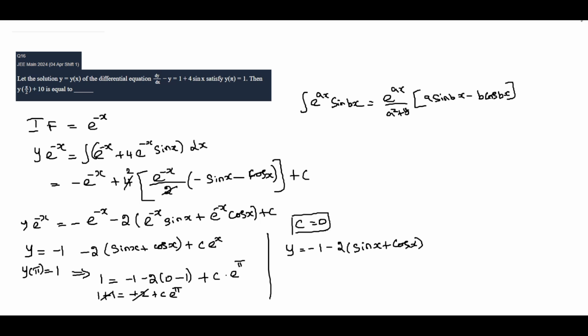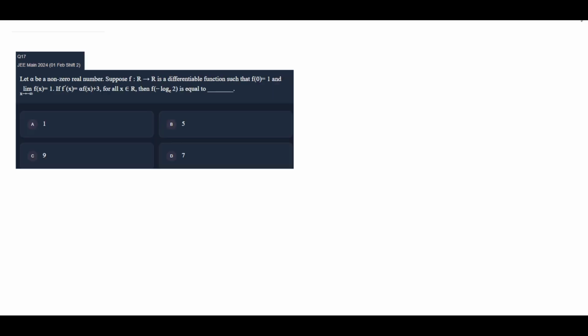So using that value, y of pi by 2 means minus 1 minus 2 into sin pi by 2 value 1, which means minus 3. So we need the value of y of pi by 2 plus 10, which is equal to minus 3 plus 10 equal to 7. So the answer is 7. Next problem.